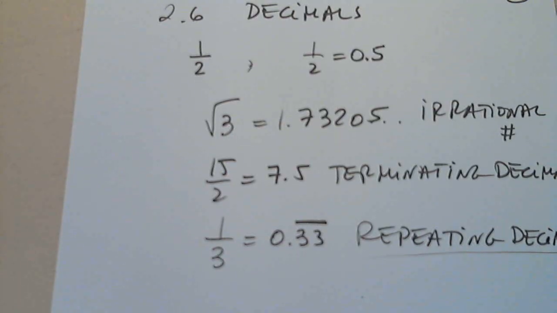Any questions on this? Could you repeat what the 5 would be? Yes, it's the thousandths. Tenths, hundredths, thousandths. Correct.